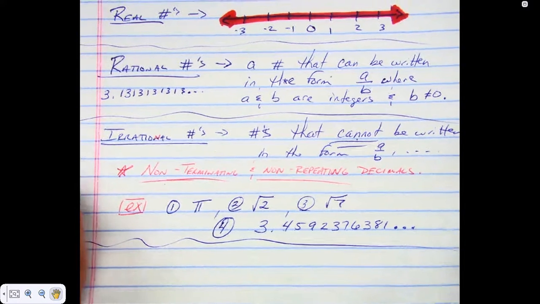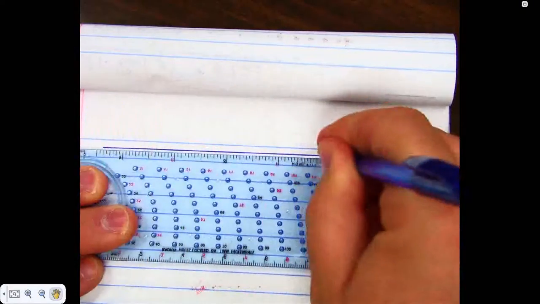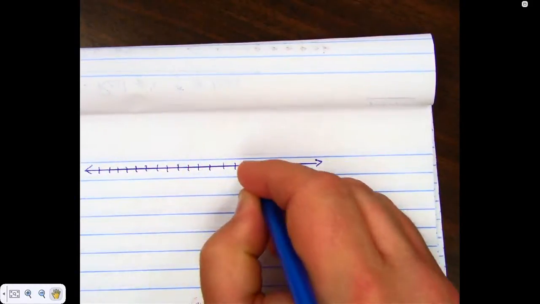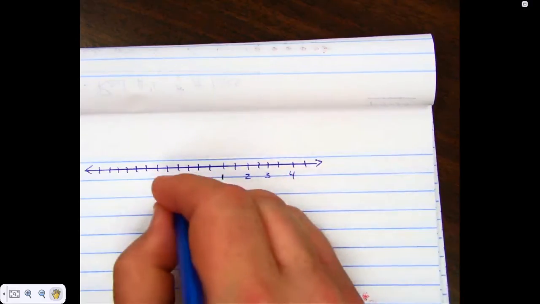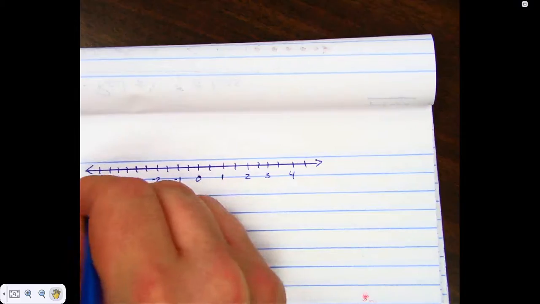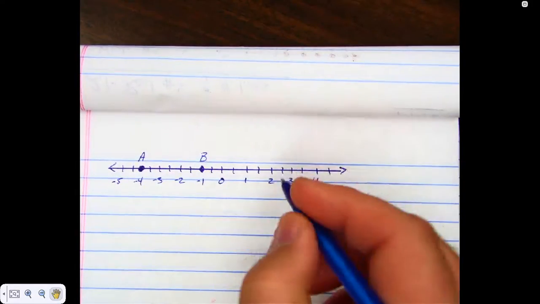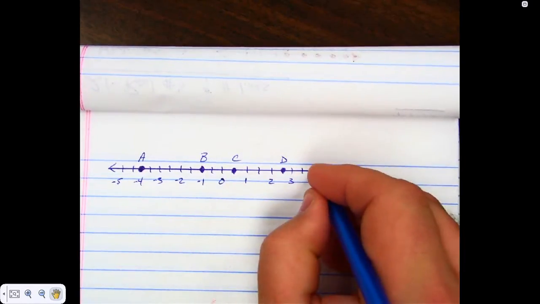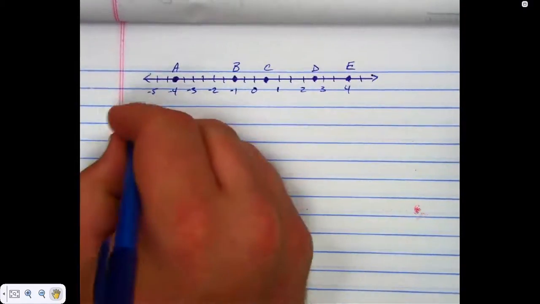Okay, I'm going to start on a new sheet of paper. We're going to draw a big number line, and we're going to talk about measuring distances on the number line. Okay. We're going to do some examples.